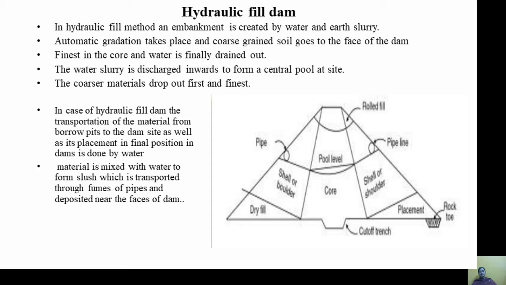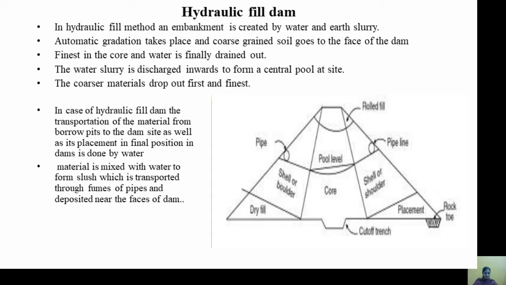The next type is hydraulic fill earth dams. In the hydraulic fill method, an embankment is created by water and earth slurry. The automatic gradation takes place and coarse grained soil goes to the face of the dam. The fines go to the core and water is finally drained out. The water slurry is discharged inwards to form a central pool at site. The coarser materials drop out first and then the finest.